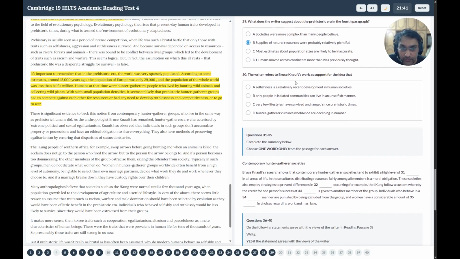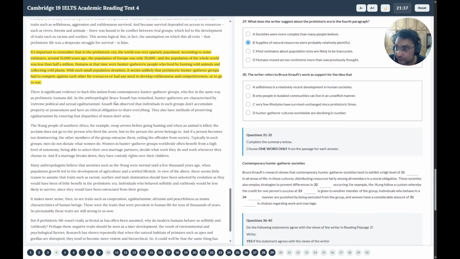The writer refers to Bruce Knauft's work as support. Where's Bruce Knauft's? As support for the idea that selflessness is a relatively recent development in human societies. Only people in isolated communities can live in an unselfish manner. Different lifestyles have survived unchanged. Cultures worldwide declining in number.